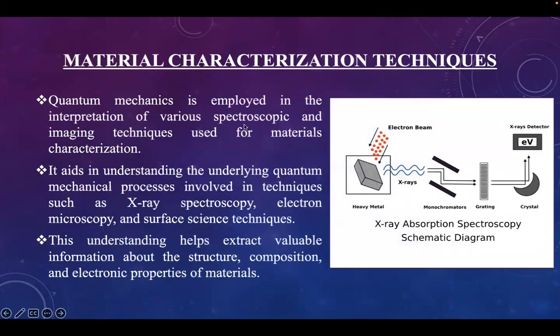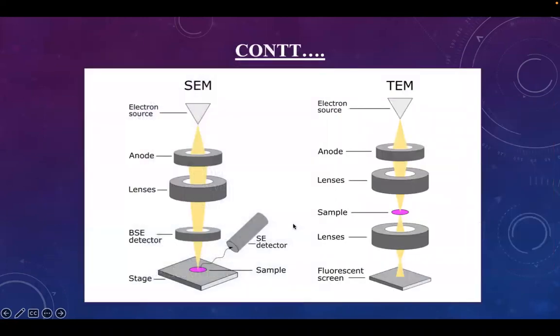Material characterization techniques. Quantum mechanics is employed in the interpretation of various spectroscopic and imaging techniques used for material characterization. It aids in understanding the underlying quantum mechanical processes involved in techniques such as X-ray spectroscopy, electron microscopy, and surface science techniques. This understanding helps extract valuable information about the structure, composition, and electronic properties of materials. Here, the electron microscope is shown.